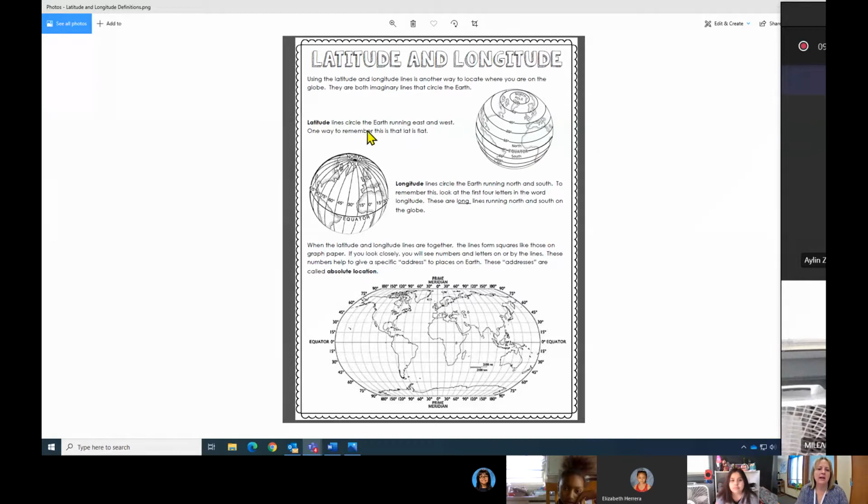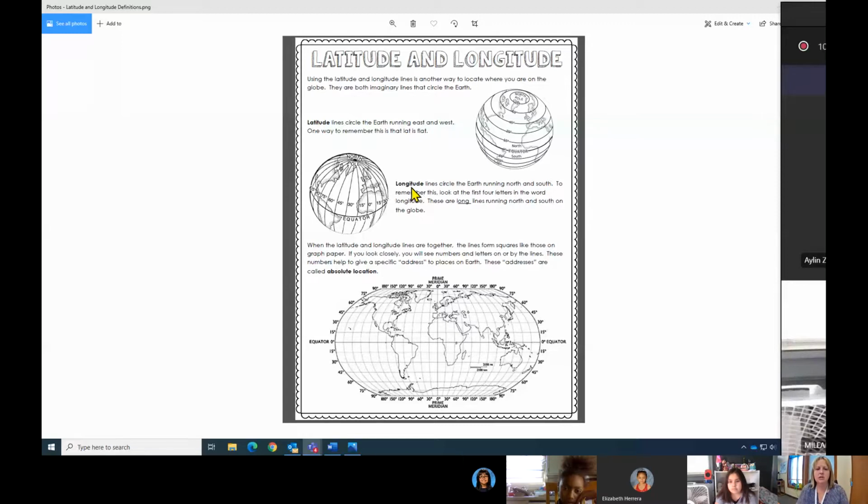Latitude. Latitude lines circle the Earth running east to west. One way to remember that is that it is flat. Latitude, lat is flat. One way to think about the difference between latitude and longitude is if you think about latitude, lat rhymes with flat.